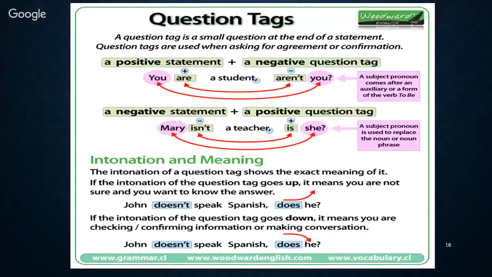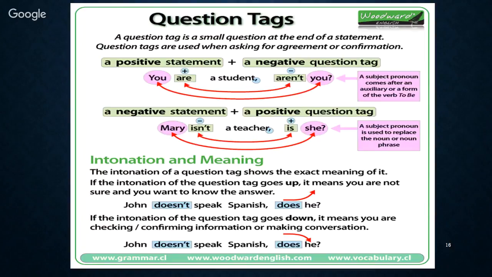A question tag is a small question at the end of a statement. Question tags are used when asking for agreement or confirmation. You're a student, aren't you? Positive statement, negative question tag. A subject pronoun comes after an auxiliary or a form of the verb to be. A negative statement gives us a positive question tag. Mary isn't a teacher, is she?